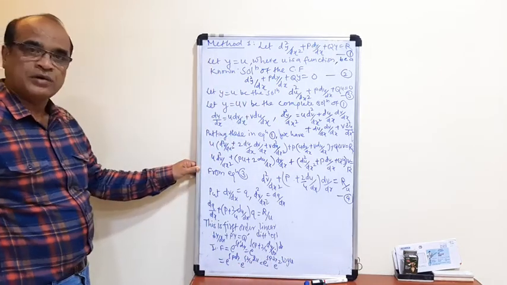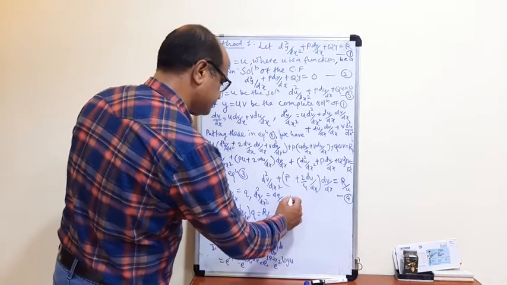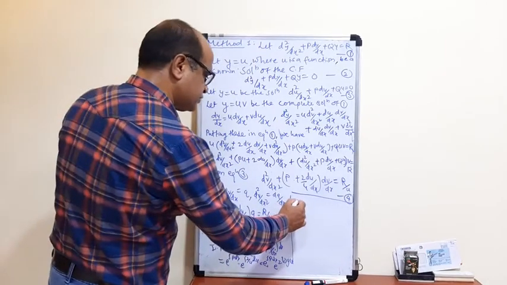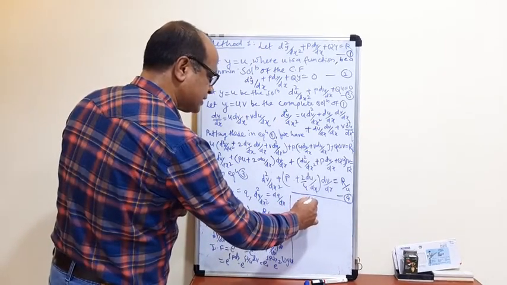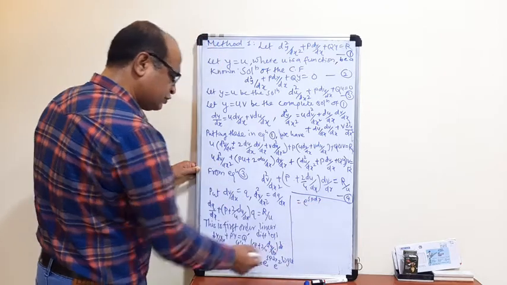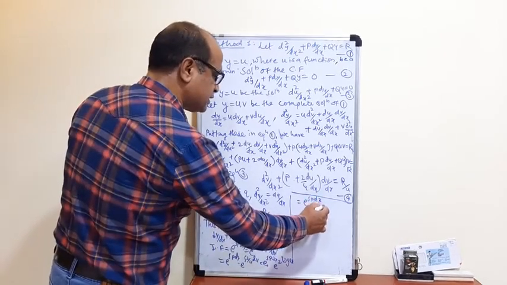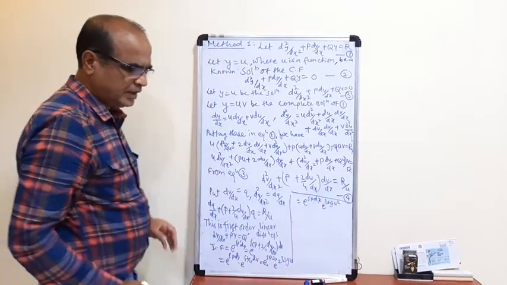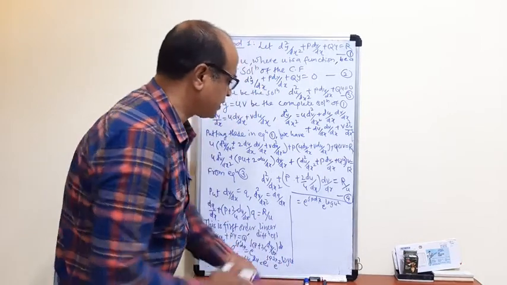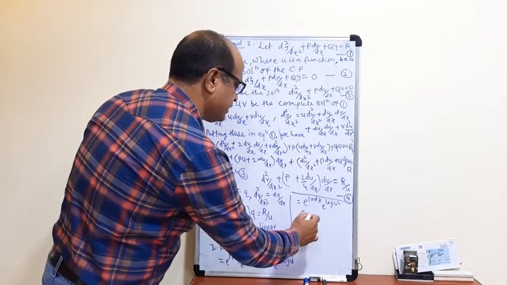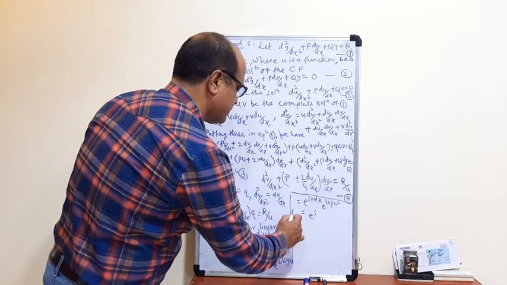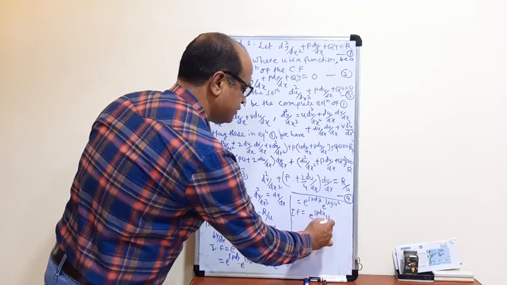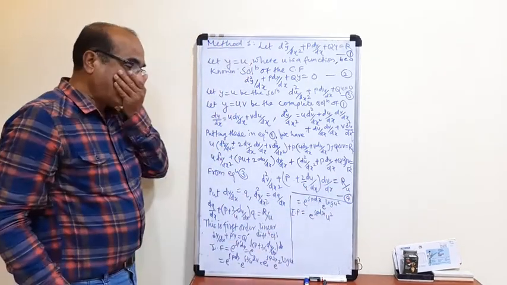e raised to 2 log u. So this is equal to e raised to the integration of p dx. So what is e raised to 2 log u? This is e raised to log u square. So the integrating factor is e raised to the integration of p dx, which is simply u square, since e raised to log of u square is u square.